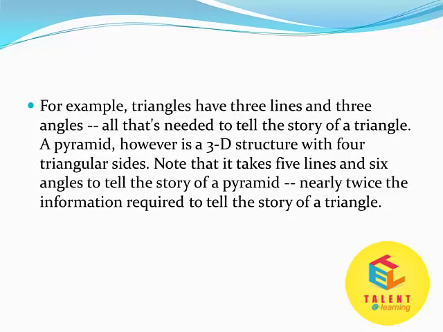For example, a triangle has 3 lines and 3 angles. That's all we need to tell the story of a triangle. A pyramid, however, is a 3D structure with 4 triangle sides. Note that it takes 5 lines and 6 angles to tell the story of a pyramid, nearly twice the information required of a triangle.